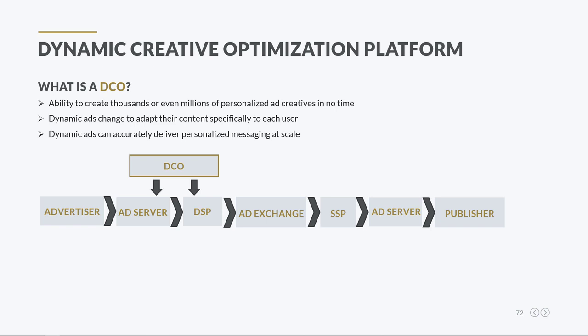Another significant participant in the programmatic advertising ecosystem is the Dynamic Creative Optimization platform. Big e-commerce websites typically use this platform to generate thousands or even millions of unique, relevant ad creatives in no time. Dynamic creatives are adverts that automatically change to adapt their content specifically to each user, ensuring that each user is exposed to the most effective creative for them. For many advertisers, running dynamic advertising campaigns is the only way to personalize messaging at scale.